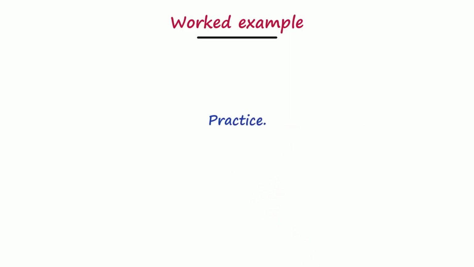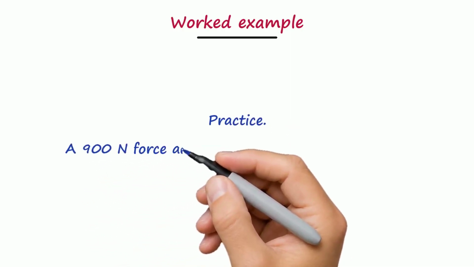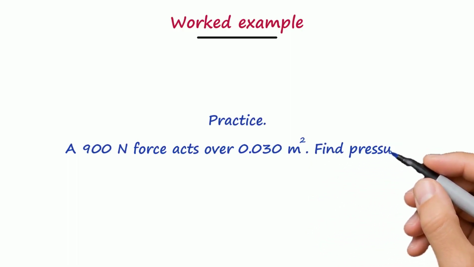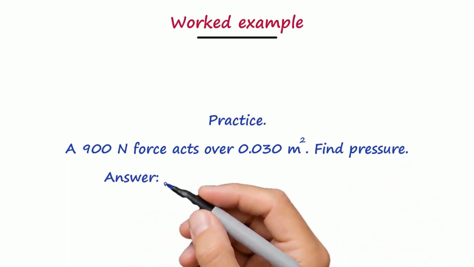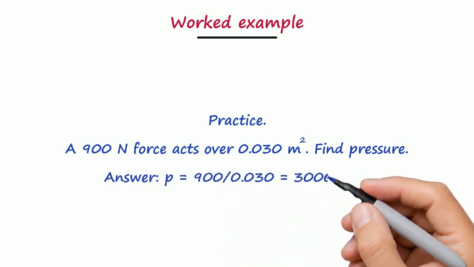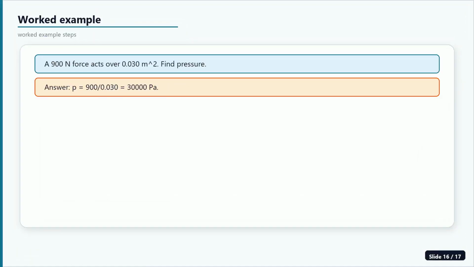Practice. A 900 N force acts over 0.030 m squared. Find pressure. Answer: P equals 900 over 0.030 equals 30,000 pascals. Watch the numbers land in the matching symbols. Check that units cancel cleanly. If they do not, the setup is wrong even before the arithmetic.